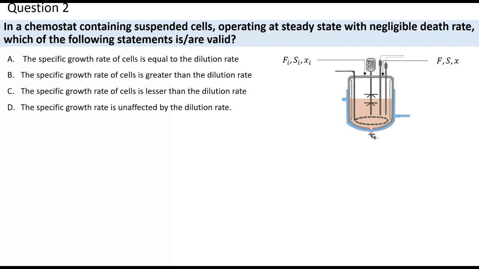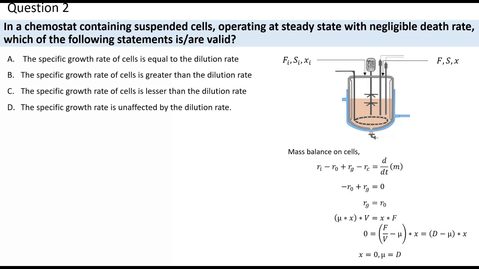We know that in a chemostat, we have media flowing into the chemostat, whereas at the same time the fermentation broth along with the cells will be removed. If you see the cells, there won't be any inlet of cells, it will just get removed. Therefore Ri is equal to 0, and as mentioned in the question, with negligible death rate, the consumption is also equal to 0. Therefore minus Ro plus Rg is equal to 0. Rg is equal to Ro, and Rg, the generation, corresponds to the specific growth rate into cell concentration into volume, which is equivalent to the rate of outlet of cells, F into X. If you just rearrange, you get mu is equal to D. Therefore, the specific growth rate of cells is equal to the dilution rate.